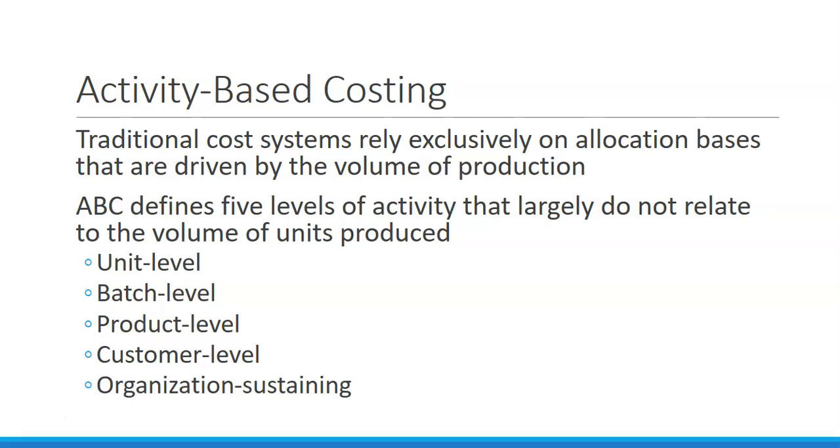We have 5 levels of activity: unit level, batch level, product level, customer level, and organization sustaining level. So we look at activities based on these kinds of levels. An example of a unit level would be something that happens at the product level. For a batch level, this is something that happens for a very specific number of units.